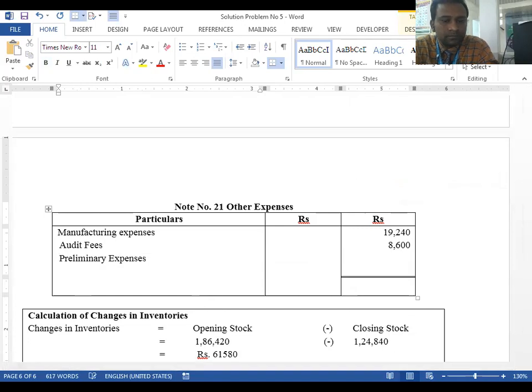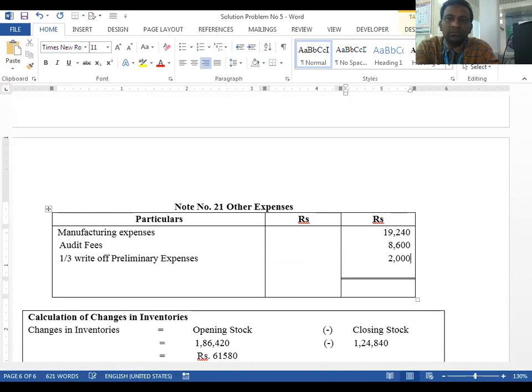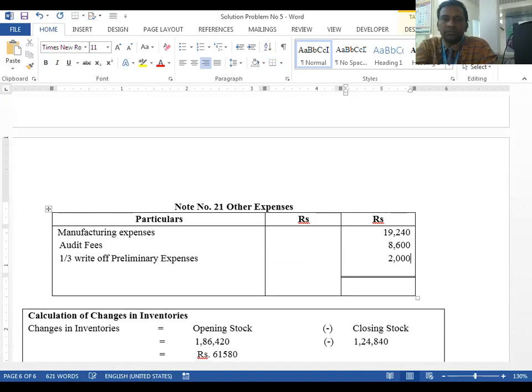One third write off preliminary expenses, 2000. Okay, 2000. So this is the effect of preliminary expenses.